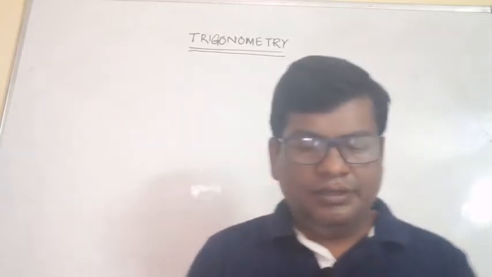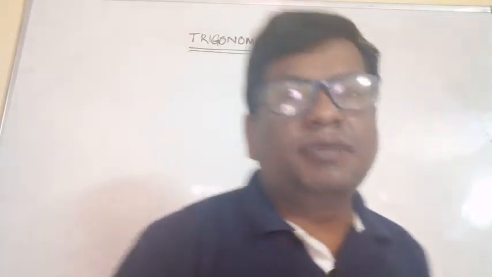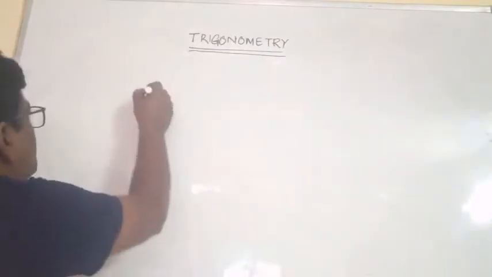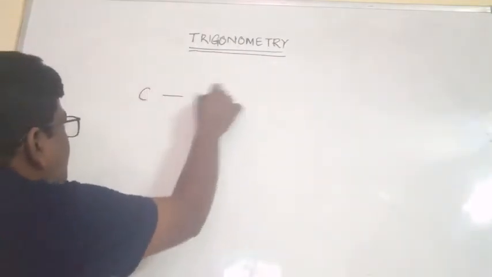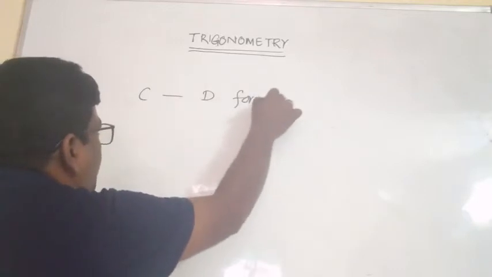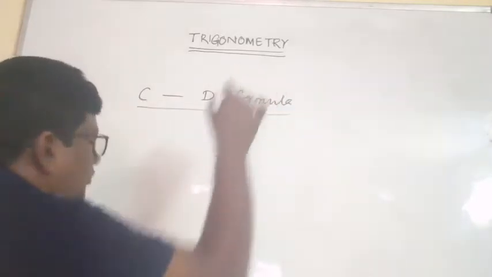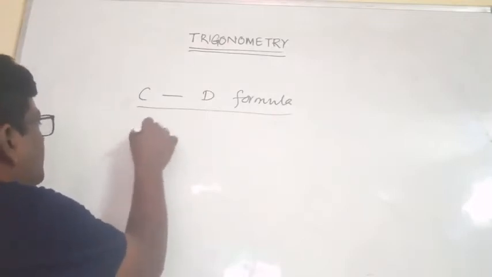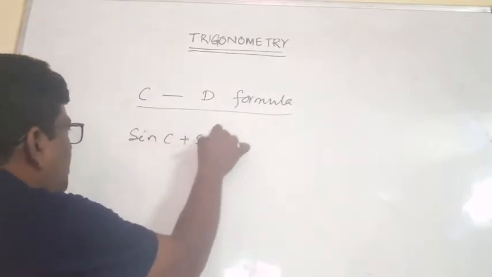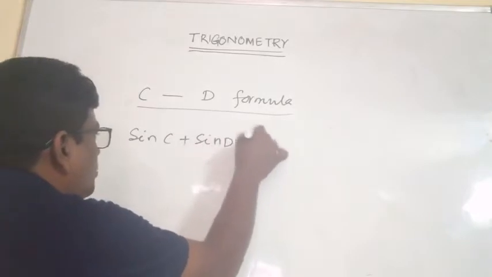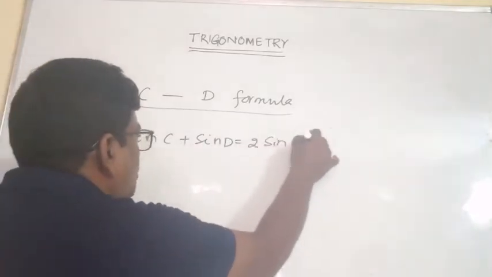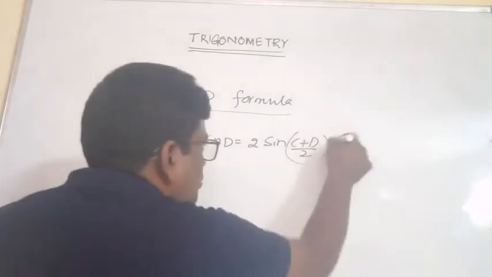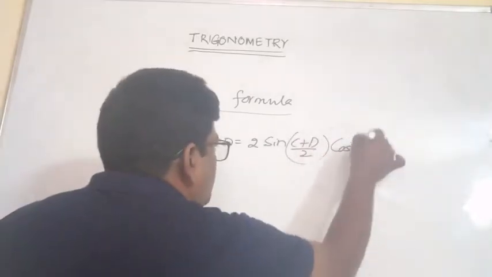That is the CD formula. It is known as the CD formula. Now, number 1: sin C plus sin D is equal to 2 sin (C plus D)/2 into cos (C minus D)/2.